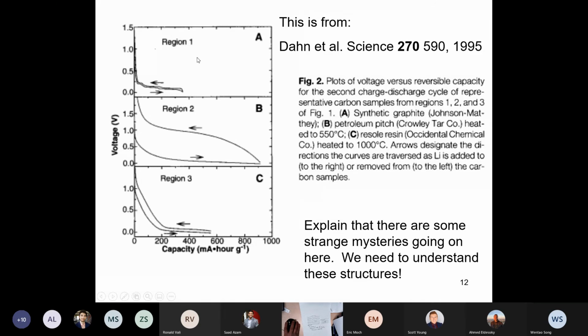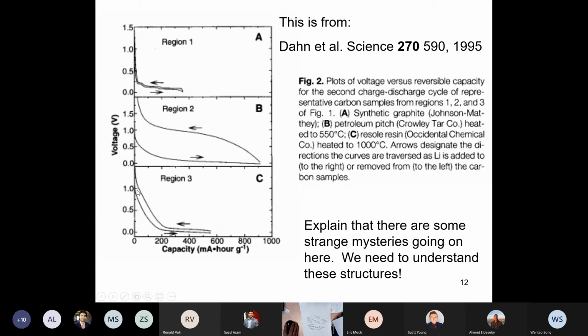Okay, so this is what the voltage curves look like. So we talked about the graphite voltage curve, 372 milliamp hours per gram, and all these bumps and wiggles due to the presence of these transitions between the stage phases. So a carbon in region 2, and it says here is petroleum pitch heated to 550 degrees C. Look at the big capacity, 900 milliamp hours per gram, but there's this big hysteresis loop. You put the lithium in, the voltage is low, and you take it out, the voltage is around 1 volt. Whereas with graphite, there's no hysteresis at all. Perfectly reversible.